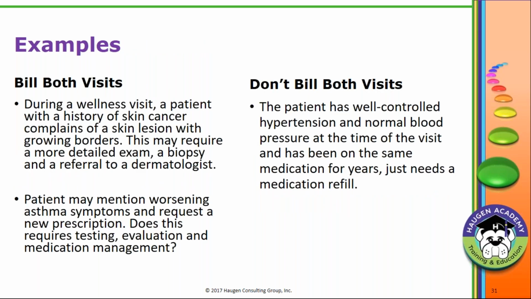So here's a few more examples. In the bill both visits category, we have a patient with a skin cancer history, and then they also have a skin lesion that has some growing borders. The doctor might do a more detailed exam, maybe order a biopsy, refer to a dermatologist. That's all going to be additional work, and that would support medically necessary services and being able to bill both of those visits.